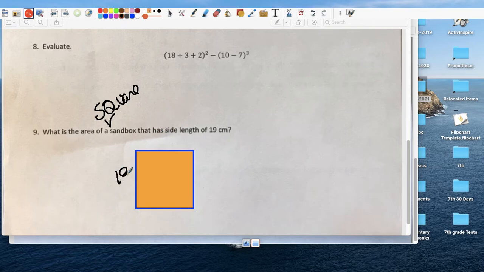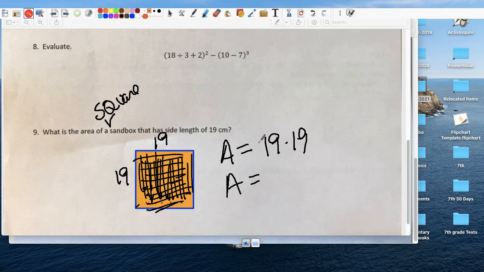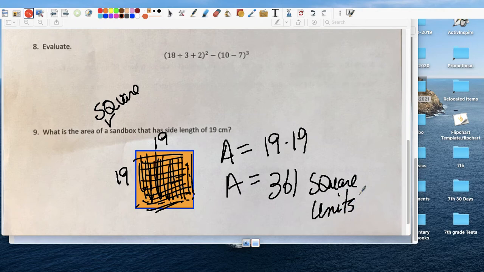So if this is 19, guess what? This is 19. So again, those of you who want to do this 19 times, and then go like this 19 times, and then count 1, 2, 3, 4, 5, how many little squares, you can not do that because that's a waste of time. Or we talked about, we multiply 19 times 19, right? And Alexa, what's 19 times 19? 19 times 19 is 361. So there's 361 square units in there. Okay?